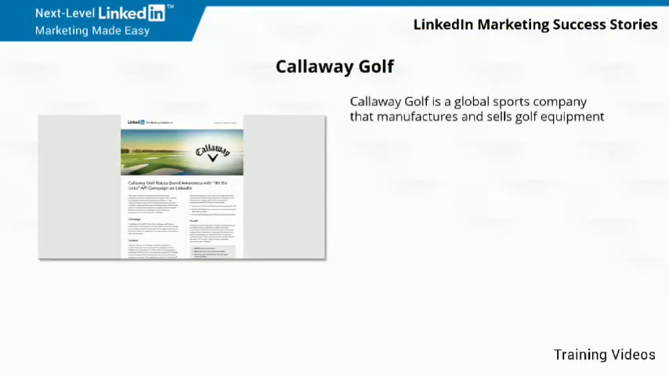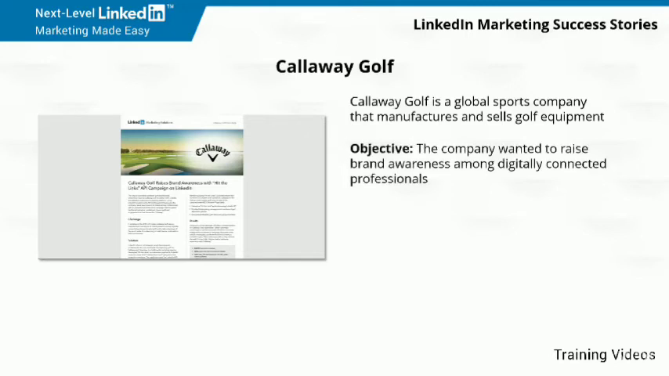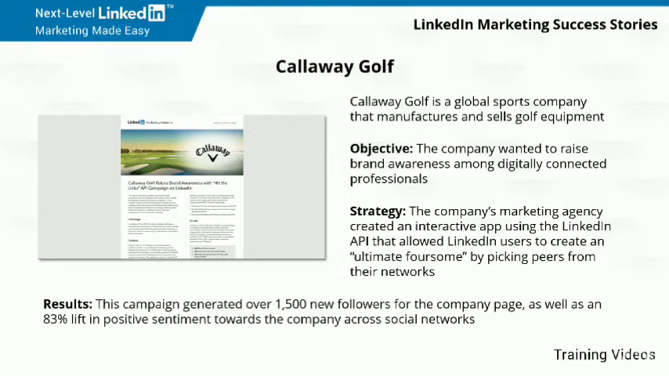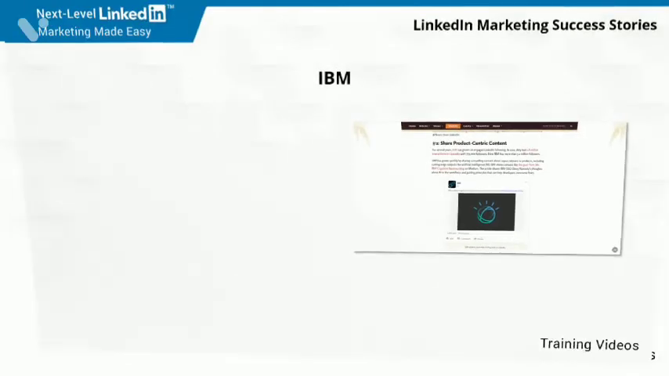Callaway Golf. Callaway Golf is a global sports company that manufactures and sells golf equipment. Objective: the company wanted to raise brand awareness among digitally connected professionals. Strategy: the company's marketing agency created an interactive app using the LinkedIn API that allowed LinkedIn users to create an ultimate foursome by picking peers from their networks. Results? This campaign generated over 1,500 new followers for the company page, as well as an 83% lift in positive sentiment towards the company across social networks.